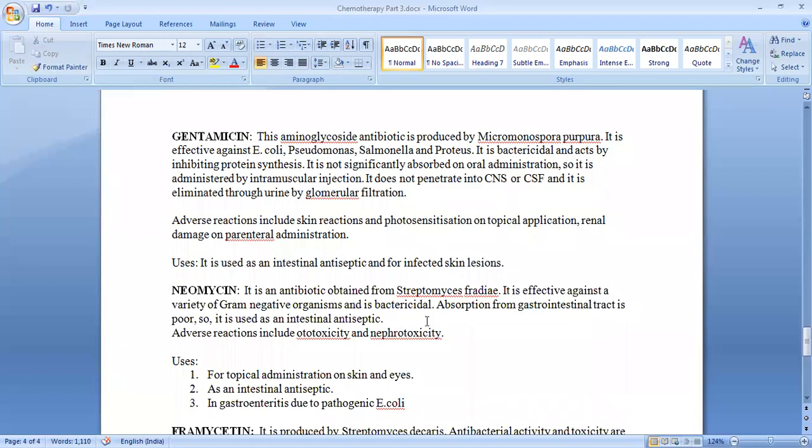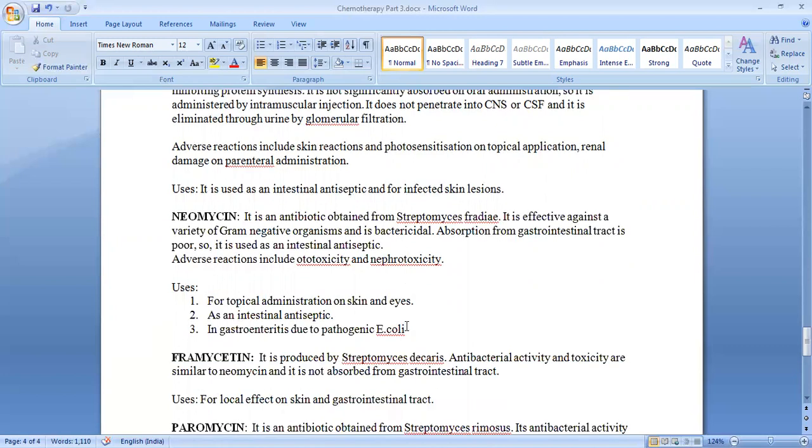Then neomycin is also used against gram-negative organisms. It is bactericidal, and it is not very well absorbed if it is given by the oral route. That is why if somebody is having an infection in the intestine, it is very effective to give neomycin because it is not going to get absorbed. So it will stay in the intestine and exert the antibacterial action. Again, it has side effects like ototoxicity and nephrotoxicity. It is used for topical administration on the skin, for the eyes. It is used as an intestinal antiseptic. And if gastroenteritis is caused due to E. coli organisms, we can make use of neomycin.